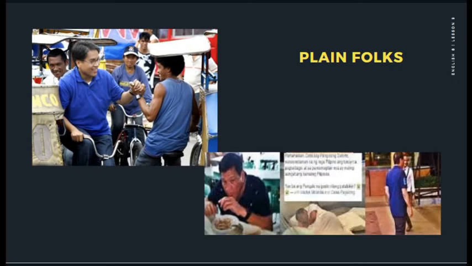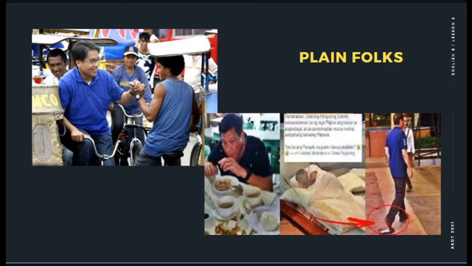Here are the perfect examples for plain folks. The first photo shows Mar Roxas handshaking a pedicab driver while he himself rides a pedicab. The second photo shows Rodrigo Duterte eating at a karinderya, sleeping with a mosquito net, and wearing old shoes. This photo persuades people that they too live a normal life like the civilians.